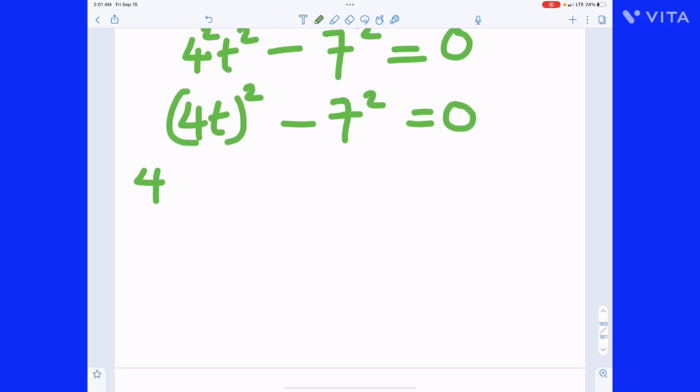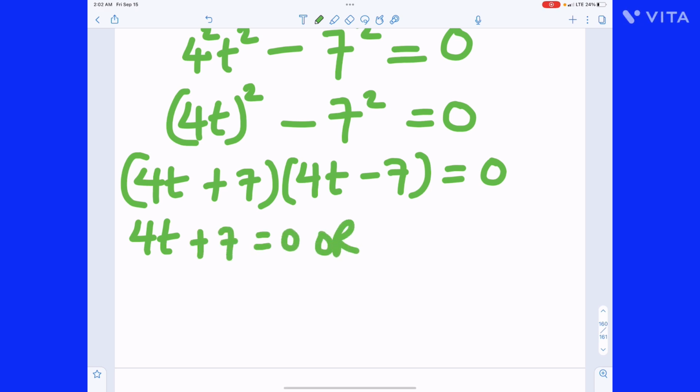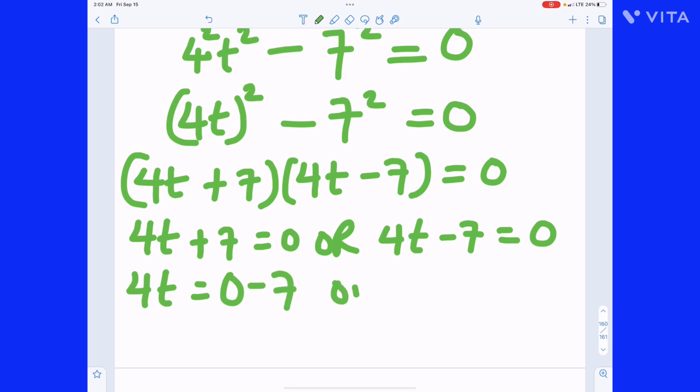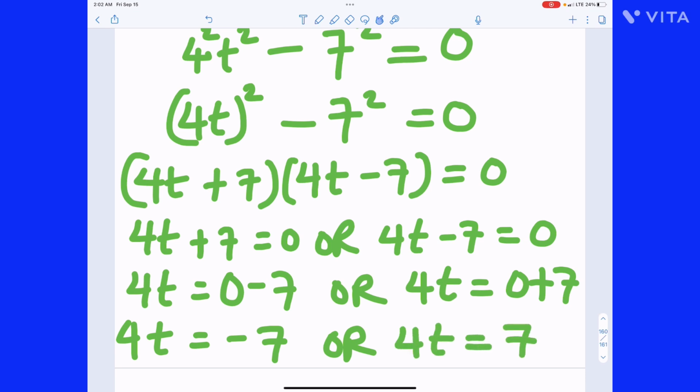That gives me, this is a difference of 2 squares, (4t plus 7)(4t minus 7) is 0. 4t plus 7 is 0, or 4t minus 7 is 0. I hope you can see this one. 4t is 0 minus 7, or 4t is 0 plus 7. So that's 4t is equal to minus 7, or 4t is equal to plus 7.